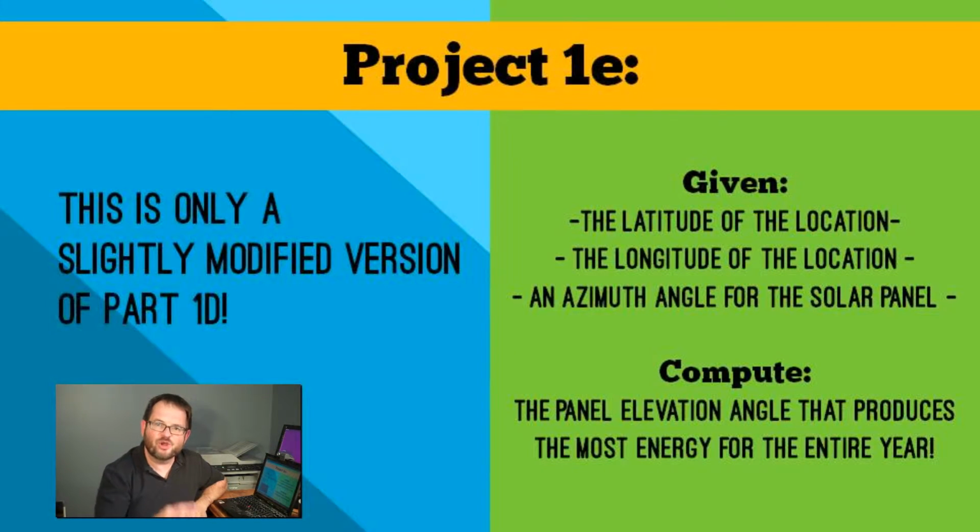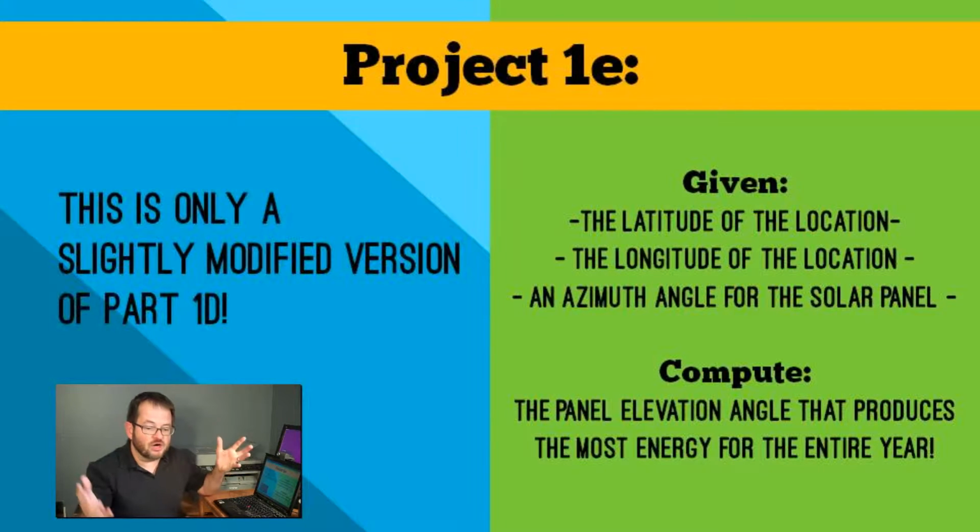You're in the home stretch. We are almost done with this project. Project 1E is, again, just a modified version of 1D. Okay? You're only actually adding a few lines to Project 1D. So if you got 1D to work, you're going to get Project 1E. 1E is the final question.